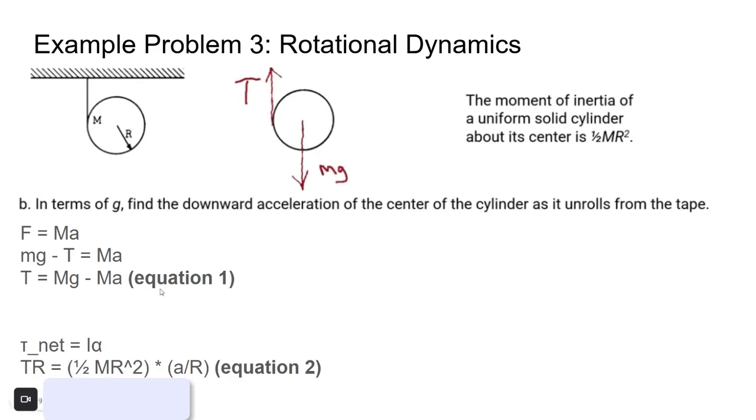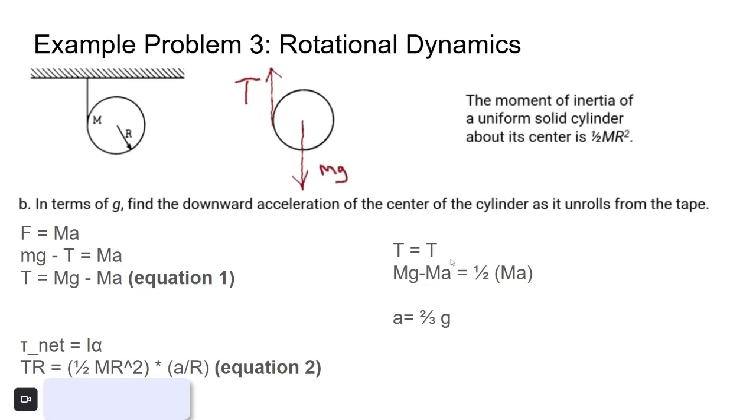You'll notice that both equations have T in them. So we can isolate for that T and see if we can find any relationship. So first we have mg minus ma, equation 1, equals 1/2 ma, which you'll get by simplifying equation 2 and dividing by r on both sides. And if you simplify, I'll save you the algebra, a equals 2/3 g.